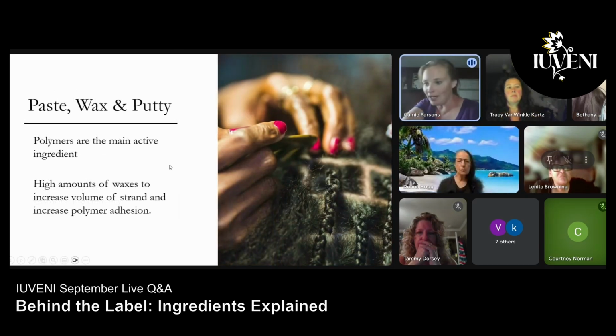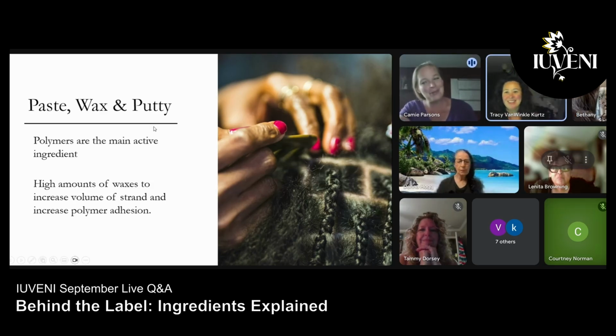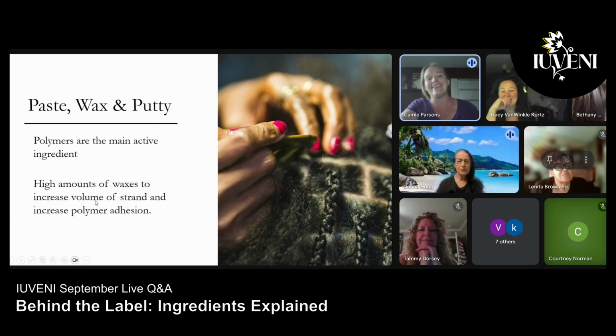Pastes, waxes, putties, whatever. The stuff guys use, or people who want their hair to never move. Polymers are the main active ingredients. You guys catching something here? There seems to be a pattern. They use high amounts of waxes to increase the volume of the strand and increase polymer adhesion. But ultimately, it all comes down to the polymer.